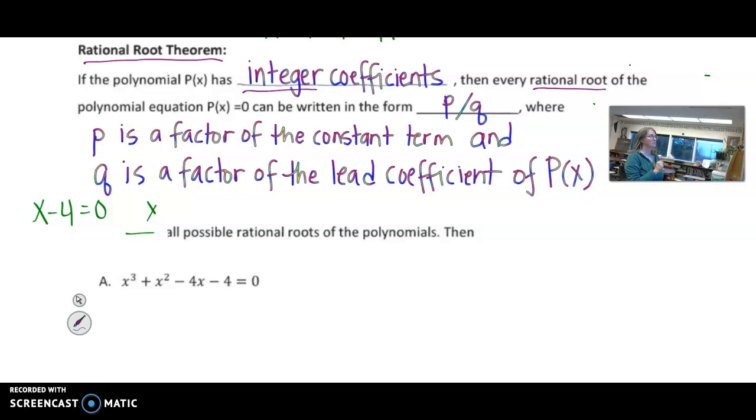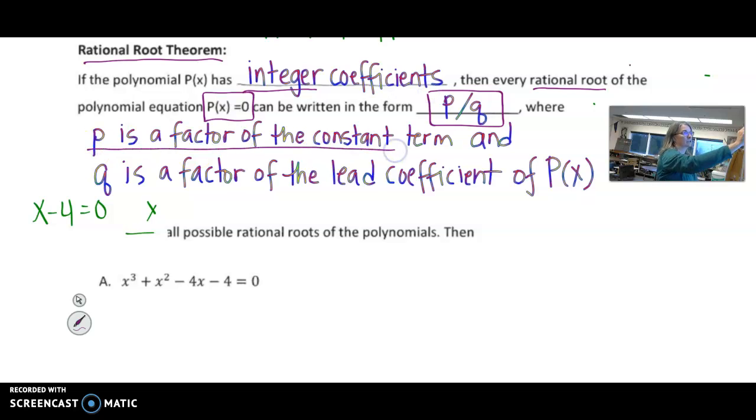I'm going to start over. If the polynomial p of x has integer coefficients, then every rational root of the polynomial equation p of x equals 0, so we're finding zeros, can be written in this form: p divided by q, where p is a factor of the constant term of p of x, and q is a factor of the lead coefficient of p of x.